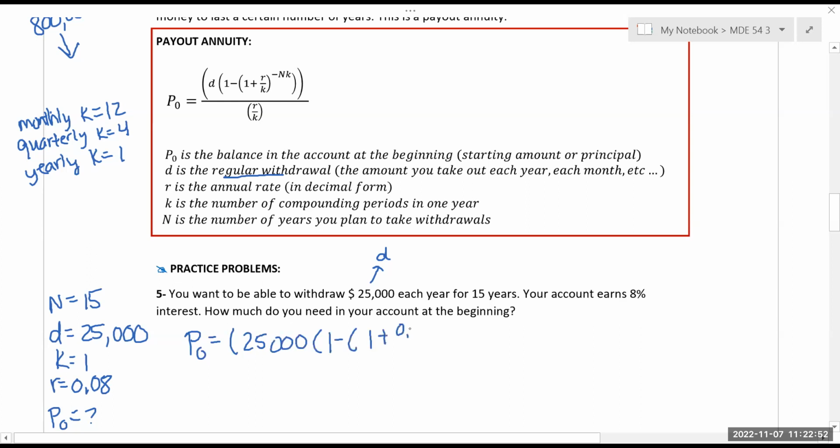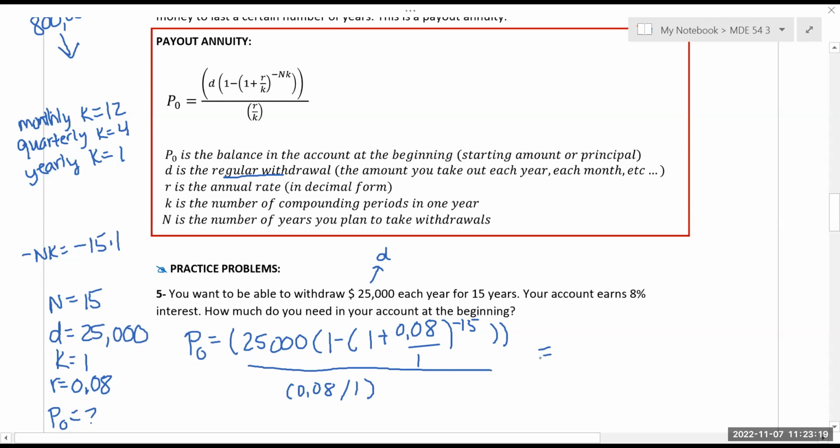1 minus 1 plus r over k. When k is 1, you could actually ignore it if you want. I'm going to do the negative nk off to the side. It is negative 15, just because it's one less set of parentheses that I have to deal with, and then 0.08 divided by 1. So I plugged all that in, and if you type that in exactly where you see the parentheses, close, close, close, open, close, you will come up with the amount that you needed to make this happen. So take a moment, get that in your calculator, get that in your Desmos, whatever you're using, type it all through and make sure your answer matches.